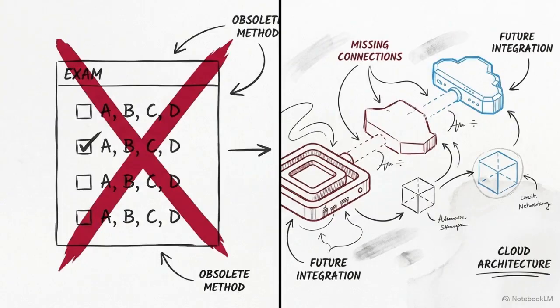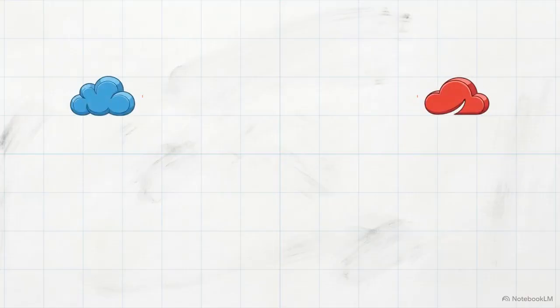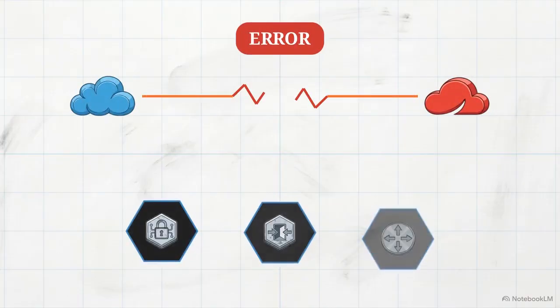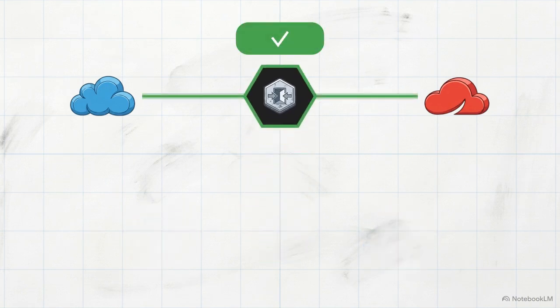But there is a trap here. Oracle designed this exam to weed out administrators who rely on memorization. You cannot simply read the documentation and expect to pass. The questions present failing enterprise architectures and ask you to select the precise networking components required to fix them.